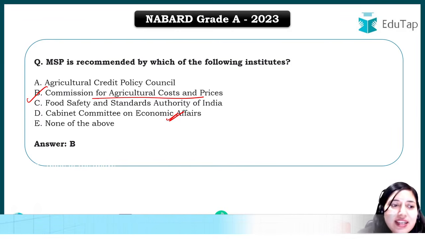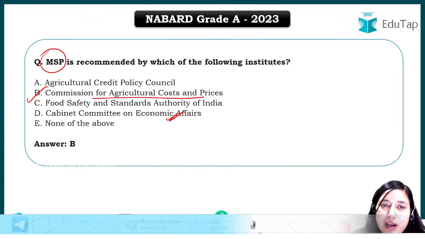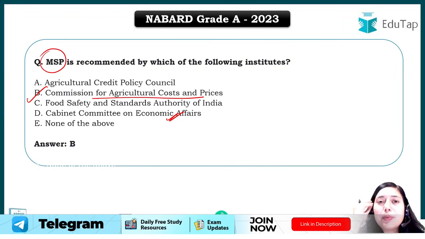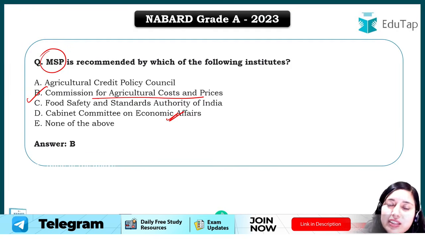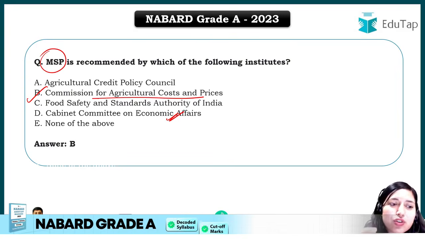So CCEA approves the MSP while recommendation is given by CACP. Clear? Very easy. Again, MSP is what? It is minimum support price. It is the minimum price that is provided to farmer for that particular crop, like for say every year before harvesting of Kharif and Rabi crop, for both the season MSP is announced, and that is the minimum price that farmer will get for selling the crop. Clear? So I hope it is clear.